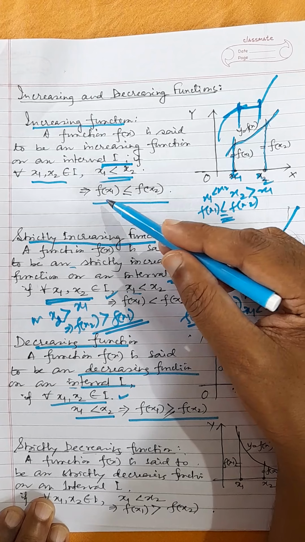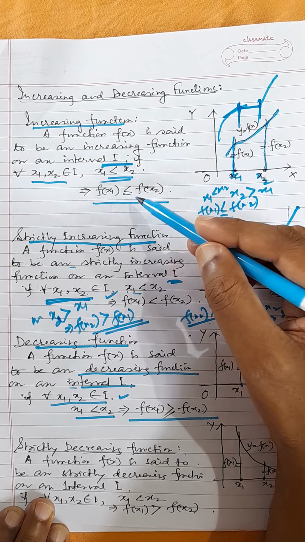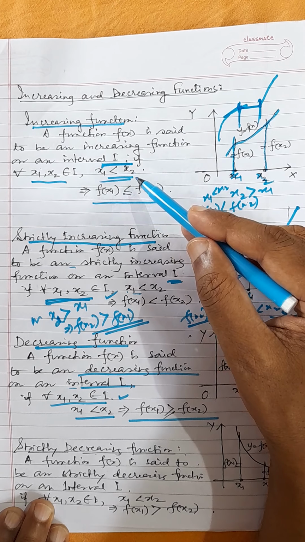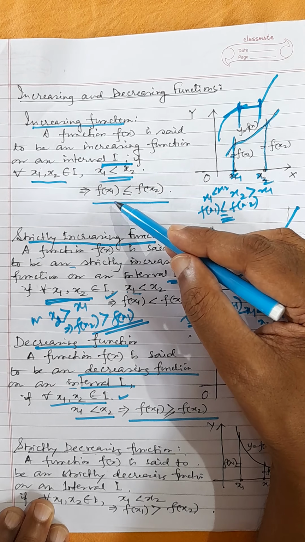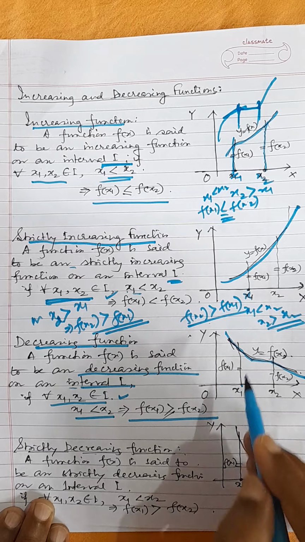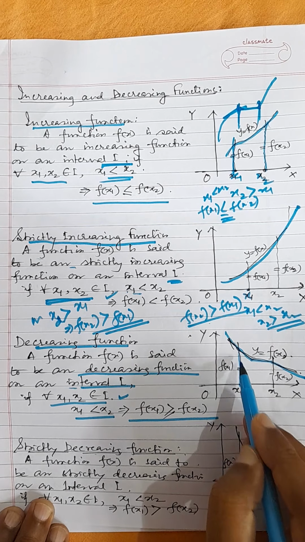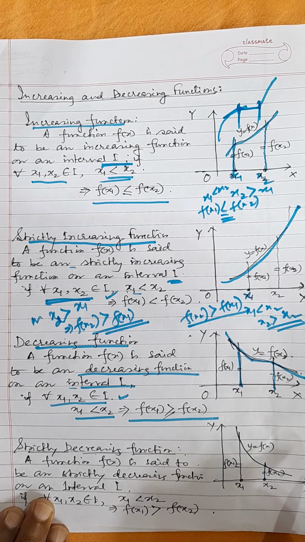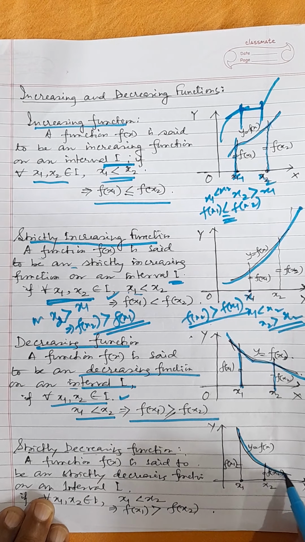The difference is what? If x1 is less than x2 and f(x1) is less than or equal to f(x2), then increasing. If x1 is less than x2 but opposite in sign, f(x1) is greater than or equal to f(x2), when it is decreasing. And strictly decreasing is what?